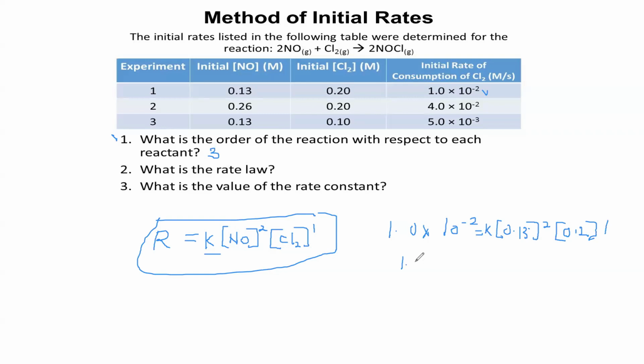So we have 1.0 times 10 raised to the power of minus 2 divided by 0.13 squared times 0.2 is equal to K. We now have K is equal to 2.96. So this is the value of the rate constant.